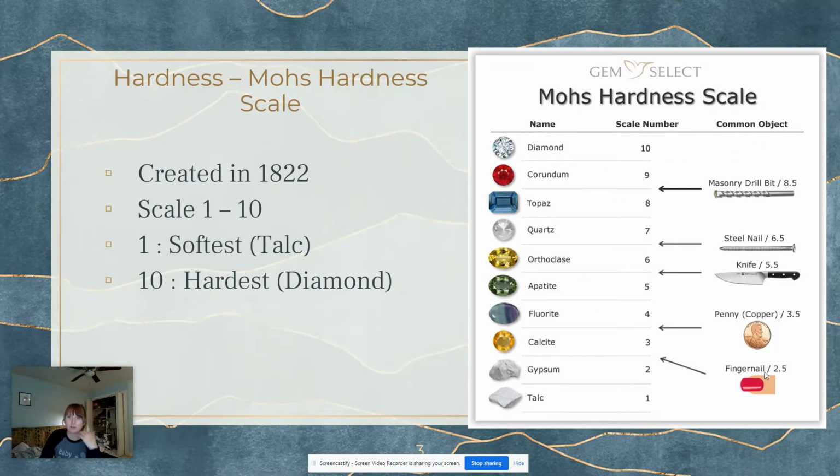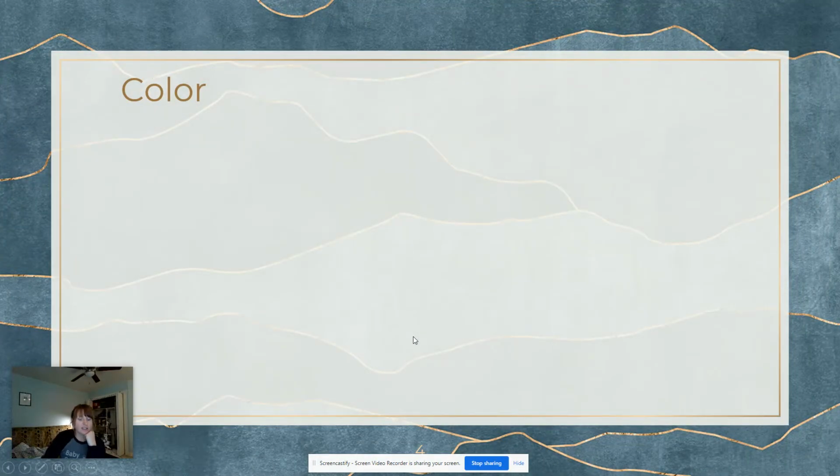a common object. So we can determine the hardness of a mineral or a rock using common objects. So if we know that something is scratched by your fingernail, but it's not scratched by a penny, we know it's between 2.5 and 3.5 on this scale. So that's why they included some common objects here. Great.